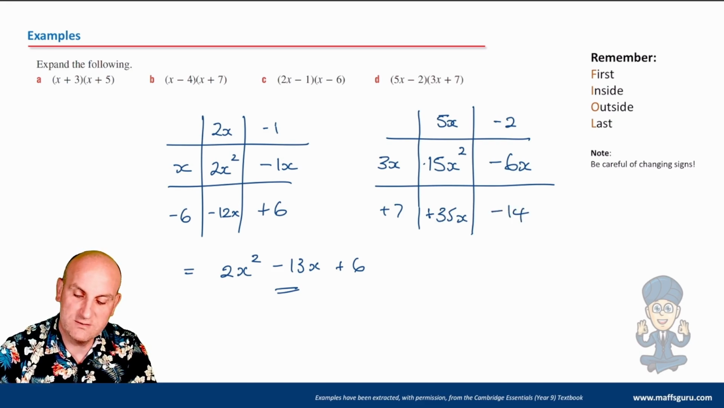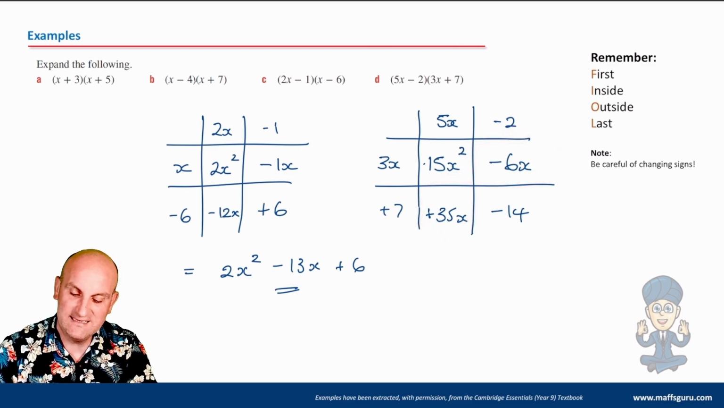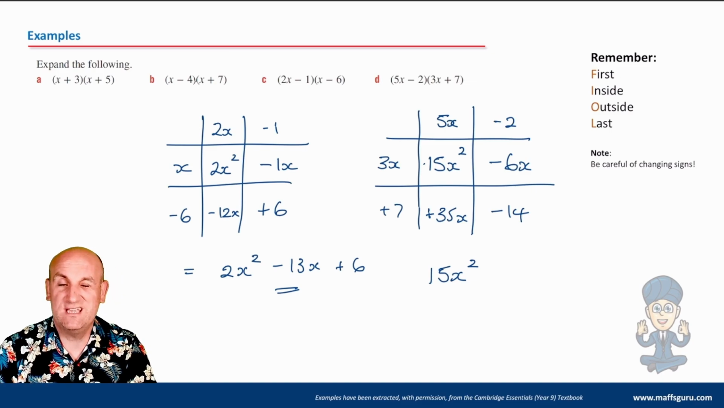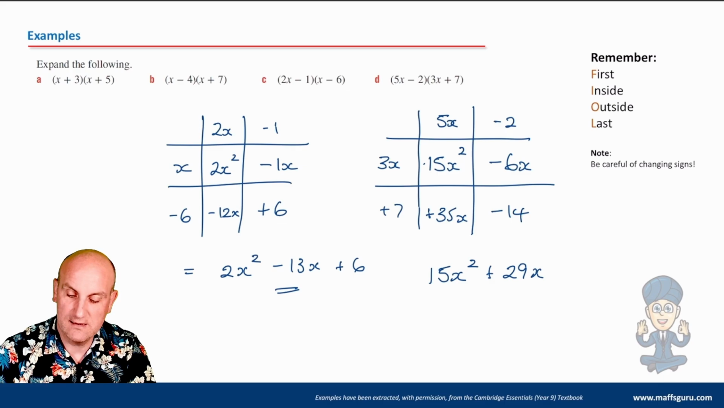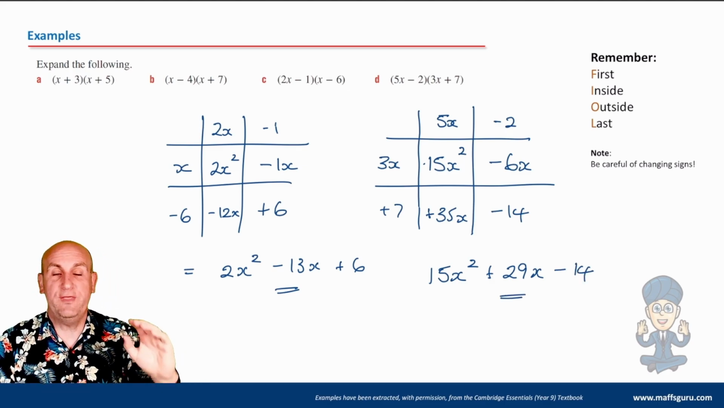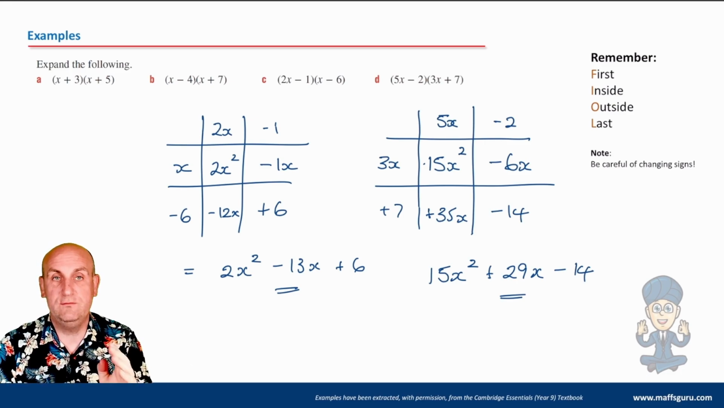And again, all I really need to worry about now is those two added together. So the 15x squared stays where it is. Minus 6 plus 35 is plus 29x. And I'm going to do minus 14. All right, see? And again, I don't think there's anything more complicated than this if you do it using the grid.